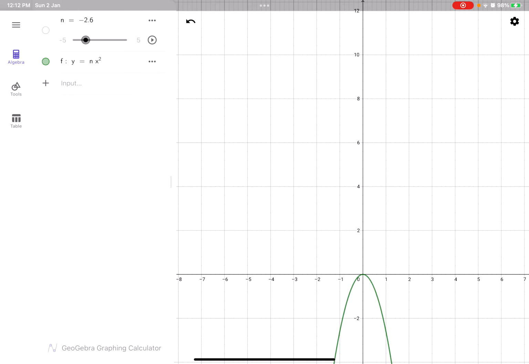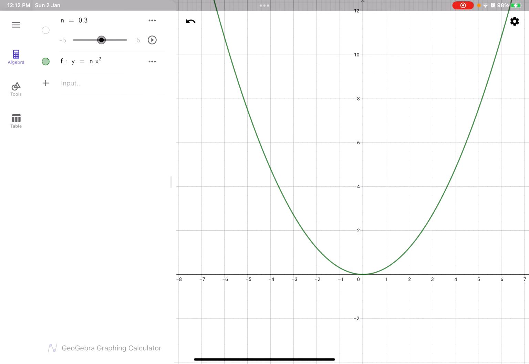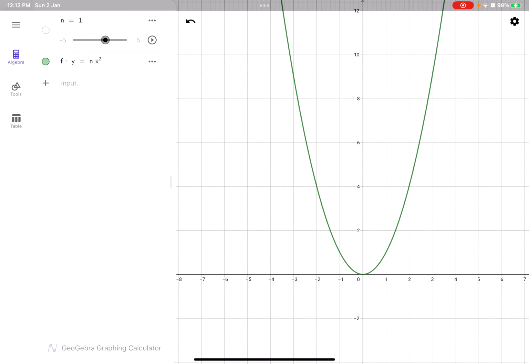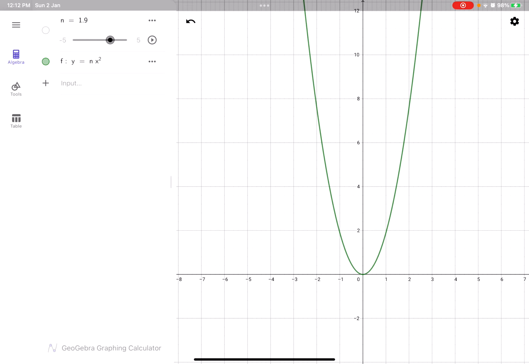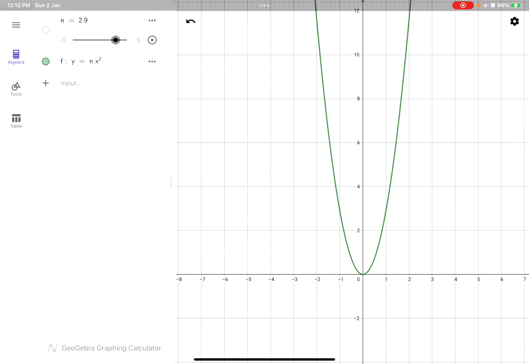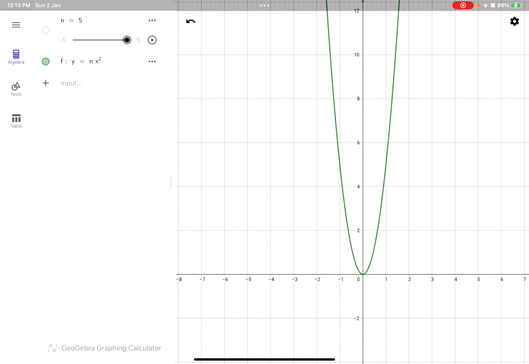And when it's getting more positive, from 1x to 2x to 3x and so on, the graph is stretched out. So the width also decreases. So the width of the quadratic graph decreases when the positive value gets more positive, or the negative value gets more negative.